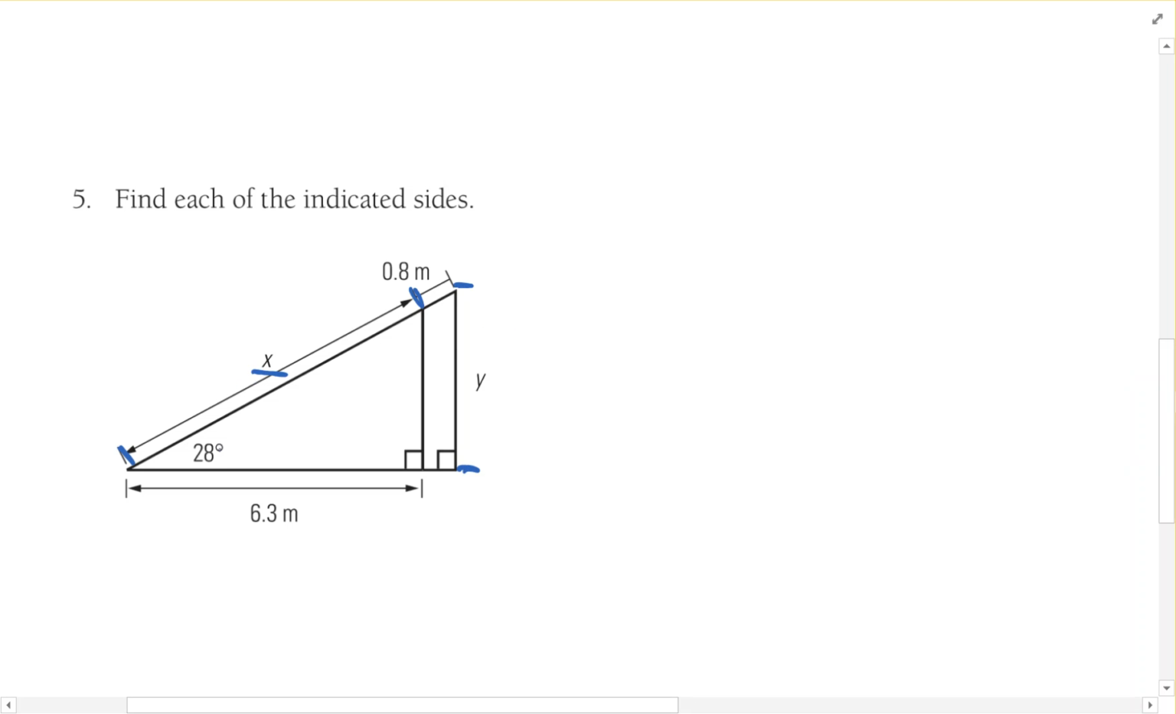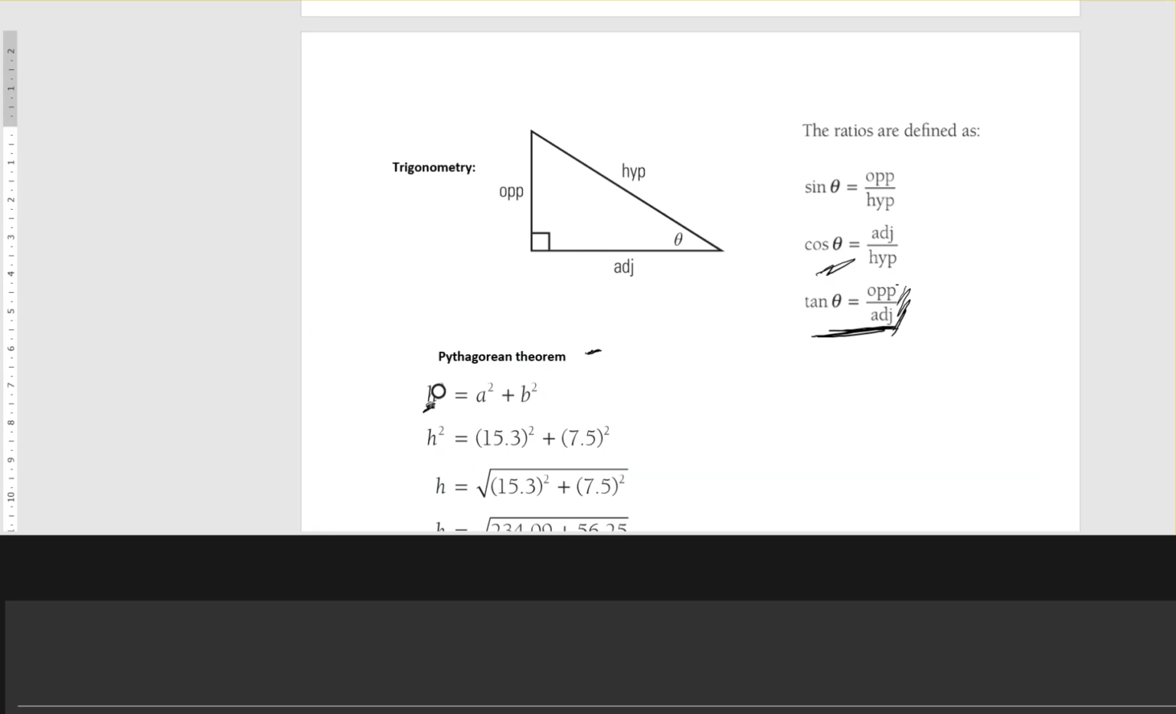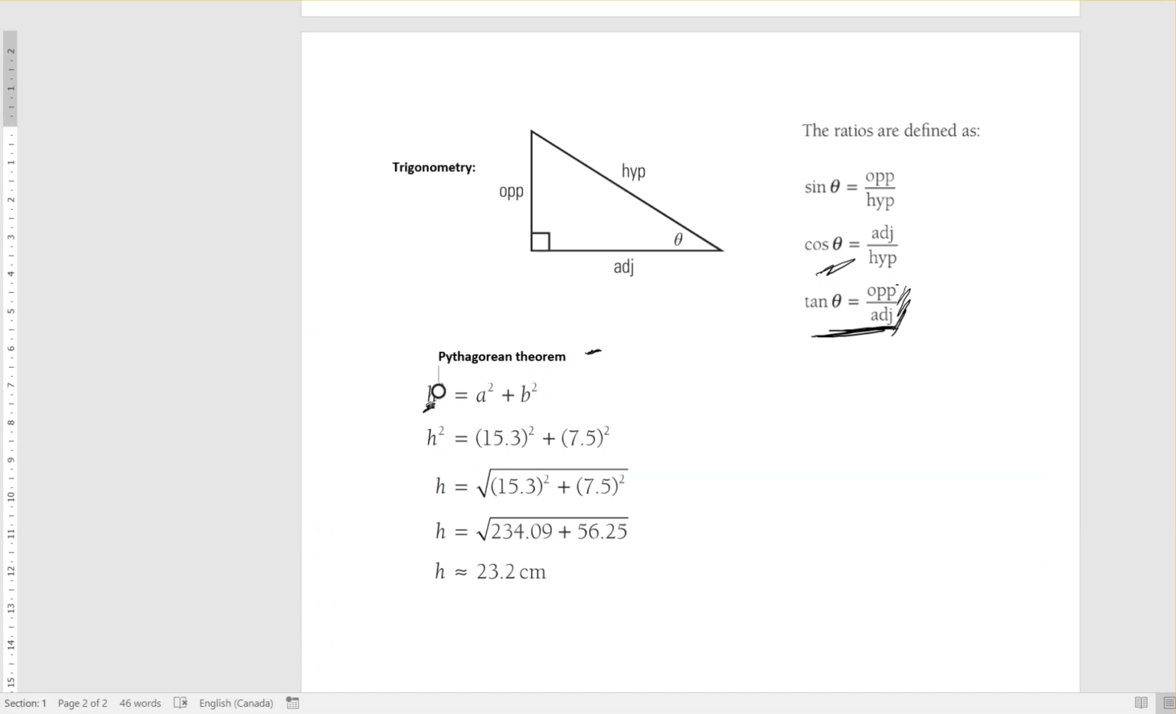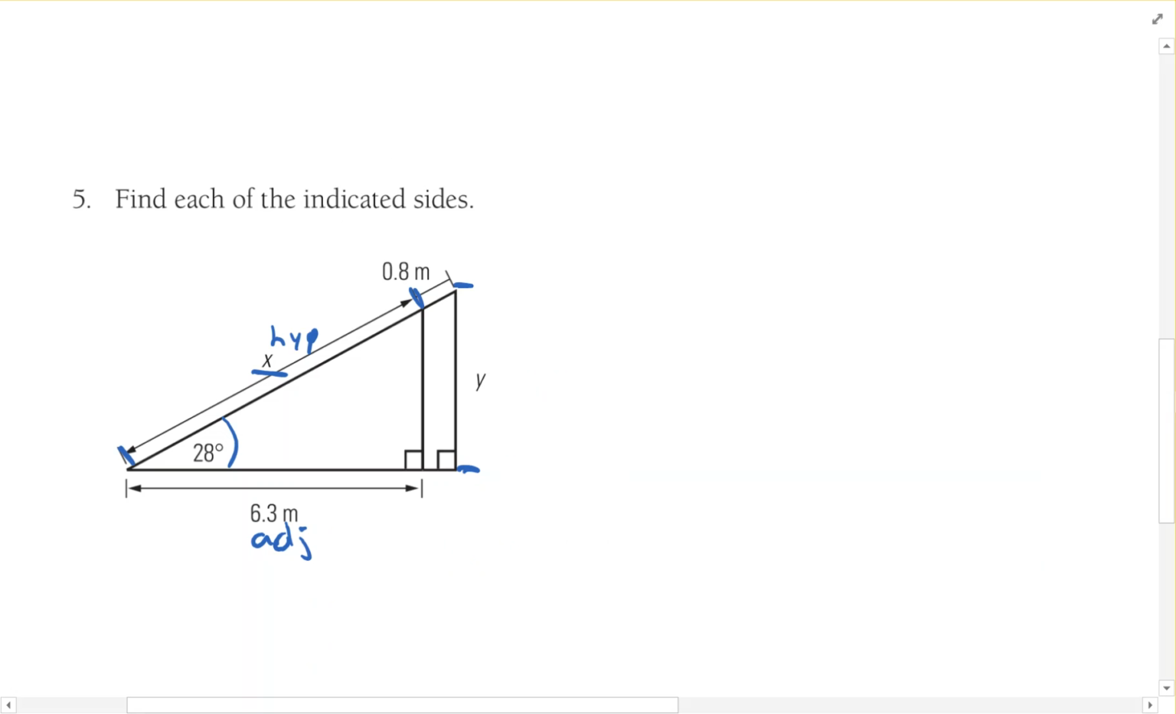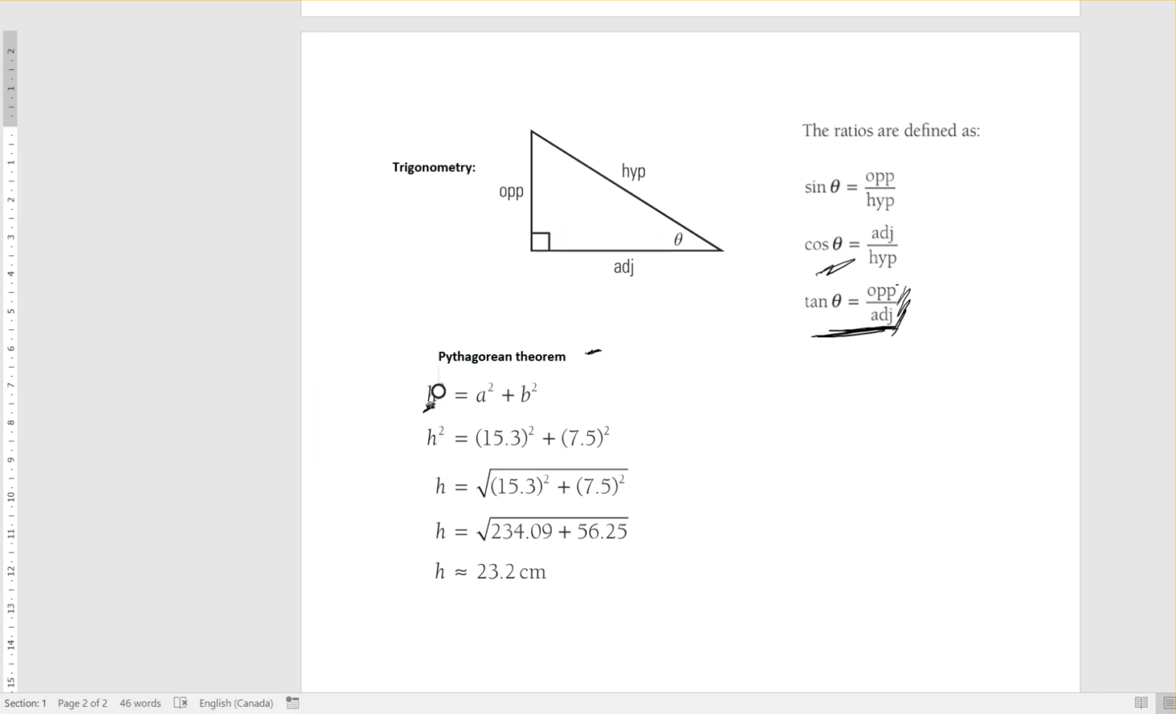So finding x here, if we broke down what kind of triangle you have, if you're looking at the smaller triangle here, this is our adjacent, x is our hypotenuse, and that's all we really need. So which one of the ratios on your sheet deals with having adjacent and hypotenuse? Well, cosine, right? So you're going to start off by writing the equation out: cosine theta is equal to adjacent over hypotenuse.